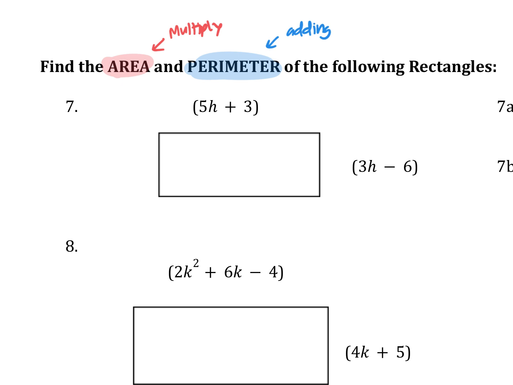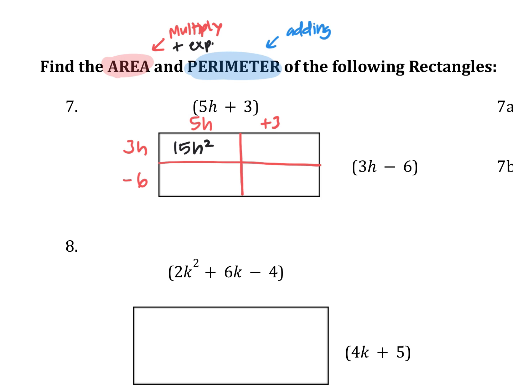So if I look at number 7, I've got 5h plus 3 on the top and 3h minus 6 on the side. So I'm multiplying these two things together. I'm going to split this up and make a box. I've got 5h and plus 3, and I've got 3h and negative 6. So when I'm multiplying these two things together, we're going to take 3h times 5h to give me 15h to the second power. Remember, when you multiply, you are adding exponents.